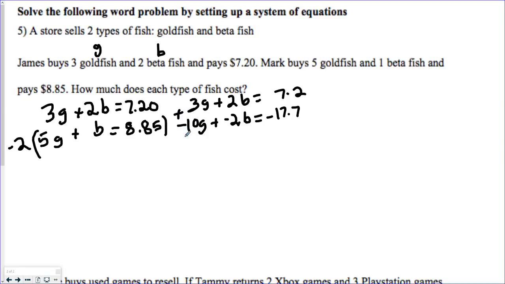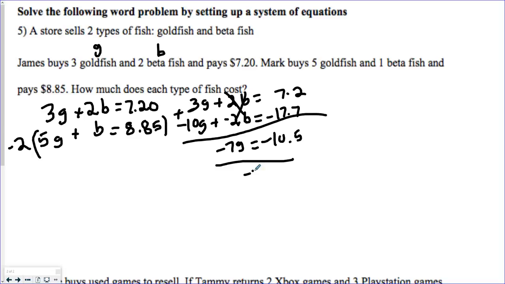So now we're going to add them together. 3g plus negative 10g is negative 7g. This just goes away because the b's cancel, which is what I want. And then 7.2 plus negative 17.7 is negative 10.5. And then I'm going to divide this by negative 7 to get my g by itself. And I get g is equal to 1.50.